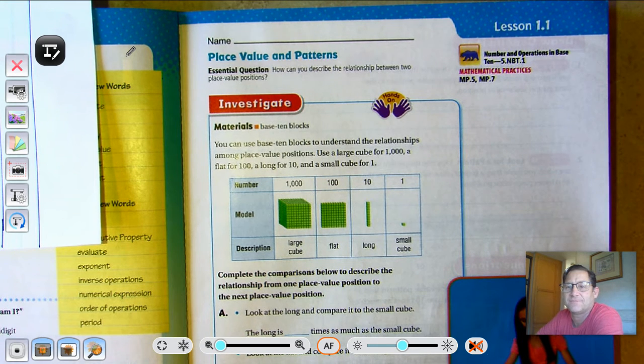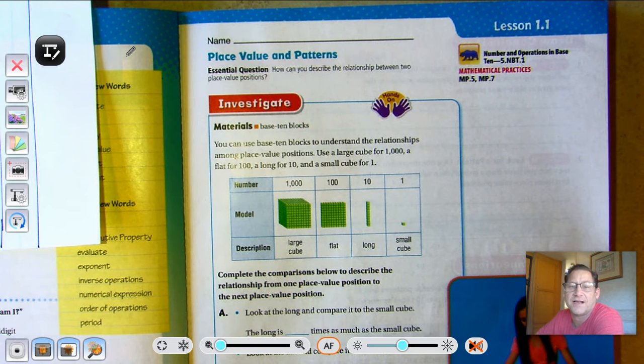And our first lesson in the fifth grade curriculum is lesson 1.1, Place Value and Patterns. We are on page 5 of the fifth grade GoMath book. And at the end of our lessons, we should be able to answer this question: How can you describe the relationship between two place value positions?